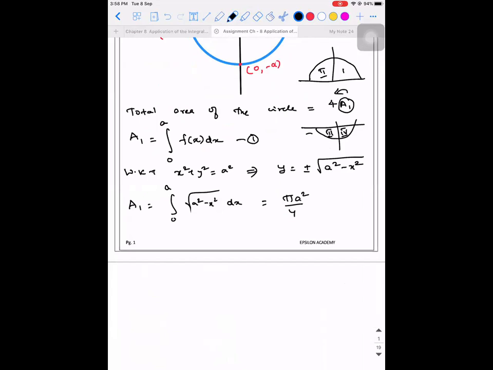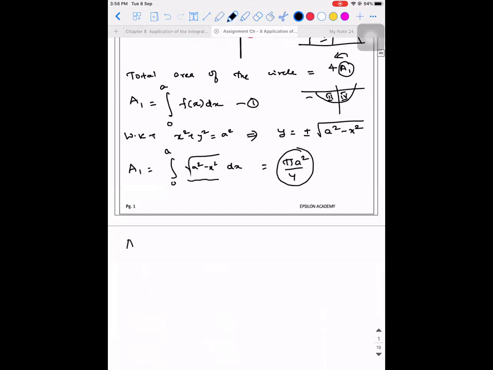So there are two ways to solve this. You can either directly go with the formula, or you can take x is equal to a sine theta and proceed. Both will give you the same answer. Okay, you will get it as pi a square by 4. Is this point clear? So A will be equal to 4 times A1. That will be 4 into pi a square by 4. That will be pi a square.